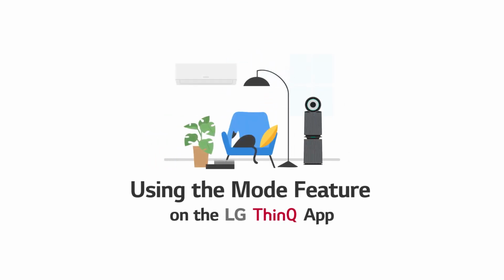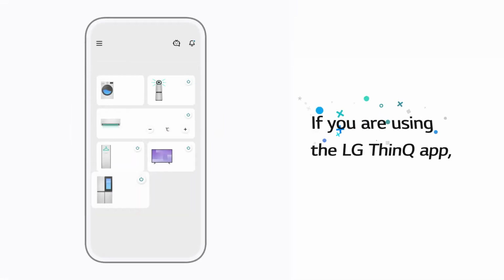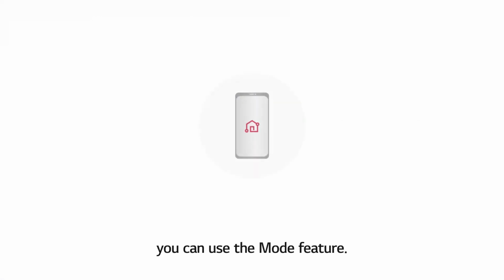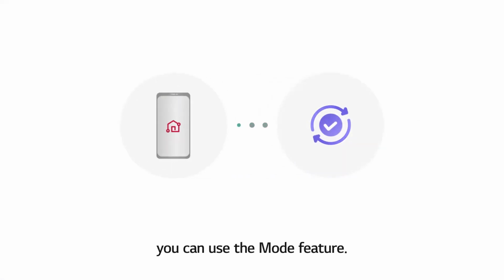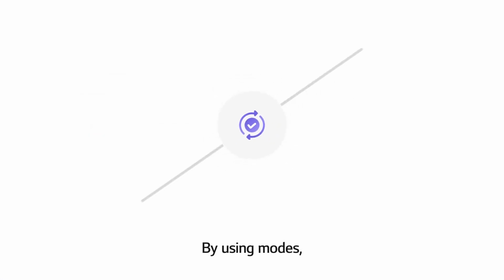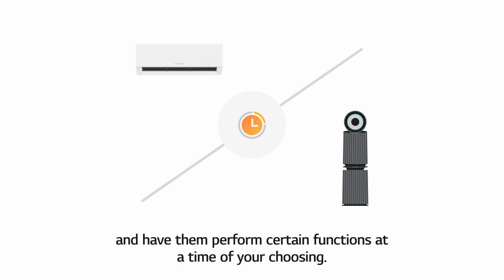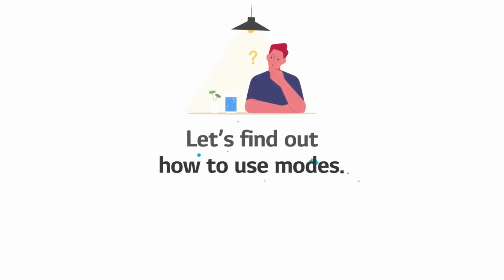Using the Mode feature on the LG ThinQ app. If you are using the ThinQ app, you can use the Mode feature. By using modes, you can turn your products on or off and have them perform certain functions at a time of your choosing. Let's find out how to use modes.